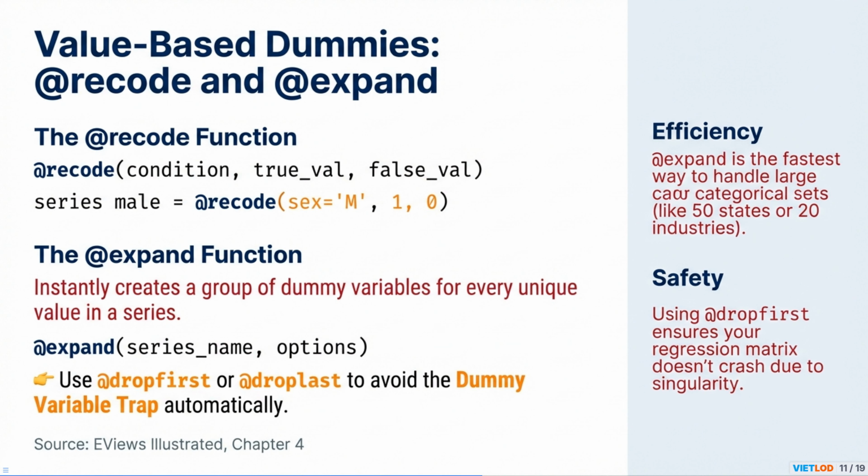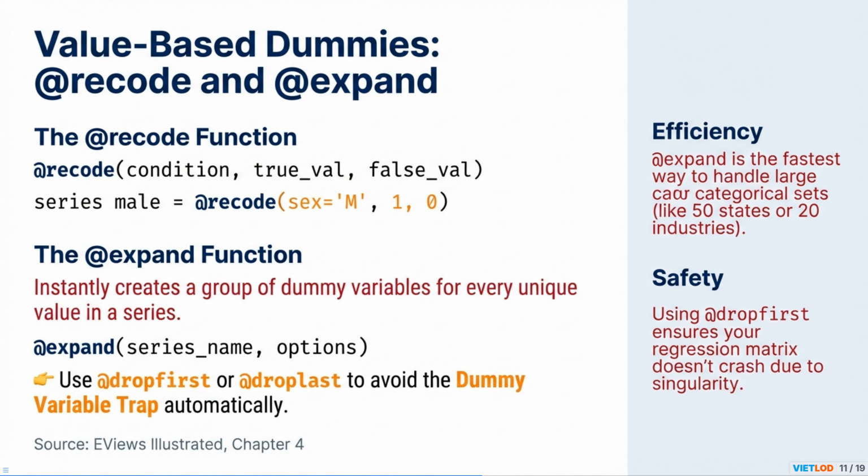The recode function is a versatile tool for creating binary dummies based on a condition. Its syntax is recode, condition, value if true, value if false. It's very explicit and clear for simple binary splits, as shown with the example creating a male dummy.